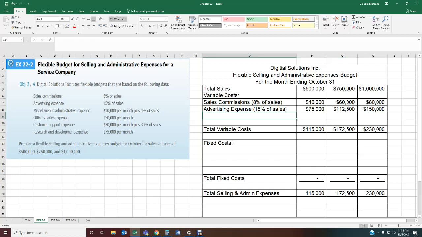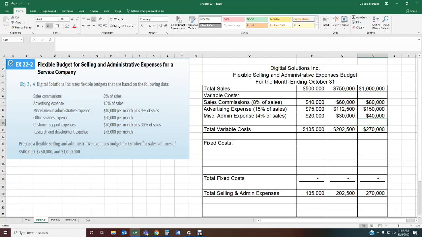Now let's look at the next component. We have miscellaneous admin expense. For the miscellaneous admin expense, we have our fixed component, which is 10,000 per month, and we also have our variable component, which is 4% of sales. In this particular section, we're only going to include the variable component. So we're going to get our sales volume times our 4%, and that'll give me 20,000. 750 times 4% is 30,000. 1 million times 4% gives me 40,000.